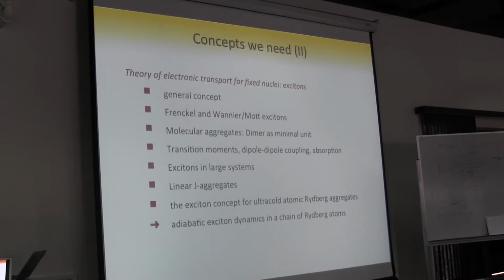Okay, what we then need as a second part, I said we need to address the electronic dynamics for our transport of excitation. This we will do mainly tomorrow. And that's of course the theory of electronic transport for fixed nuclei, and this is excitons. I will try to describe to you very briefly the general concept. It goes back to Frenkel and Wannier and Mott, who did the same type of excitons, and this was very early, in 1931 and 1937. They found this approach already. And then I will specify that a little bit to what we need.